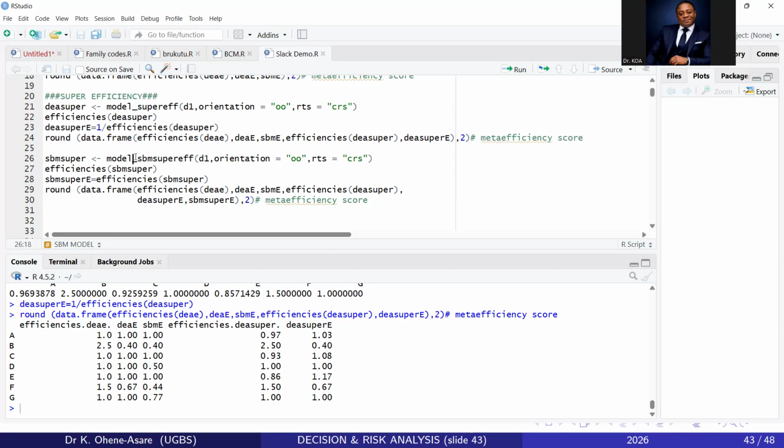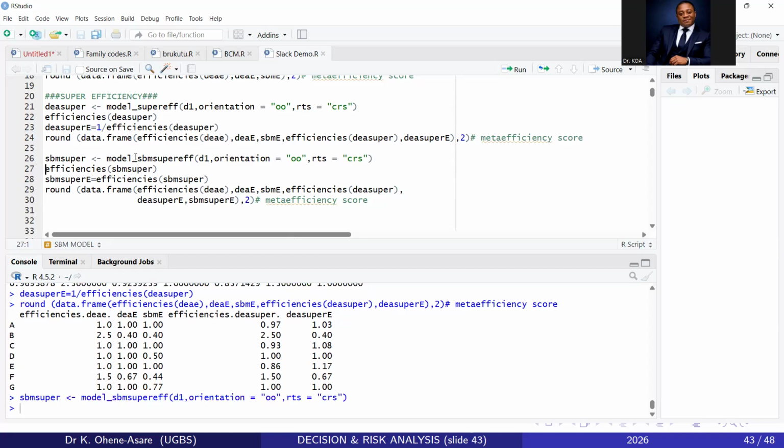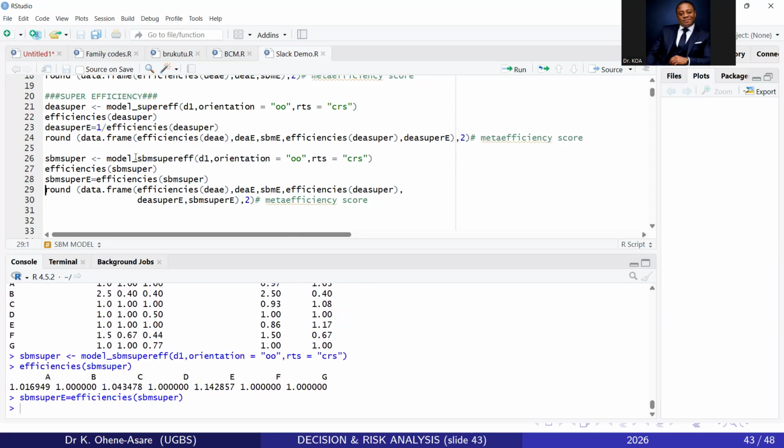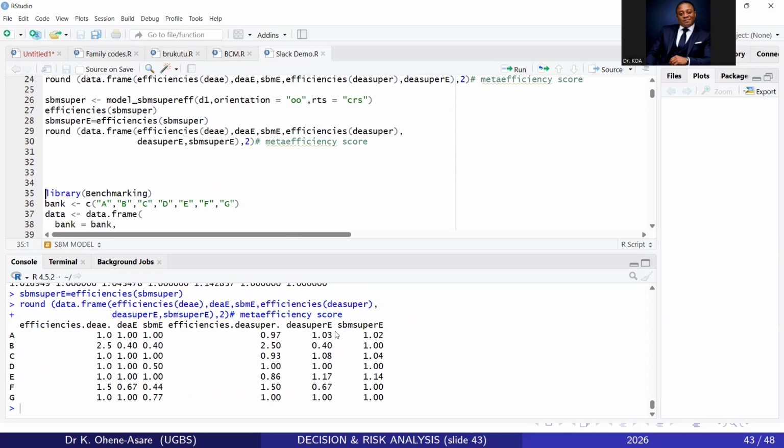Now, let's run the SBM. So I'm going to run the SBM model, like this, and now put all together. So watch, now let's look at the DEA super efficiency and then the SBM super efficiency. This is interesting. Look at them too. And I'm talking about when the values are 1 and above for super efficiency.